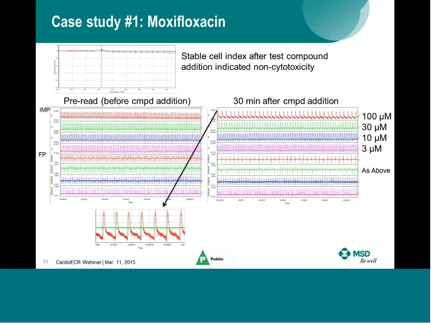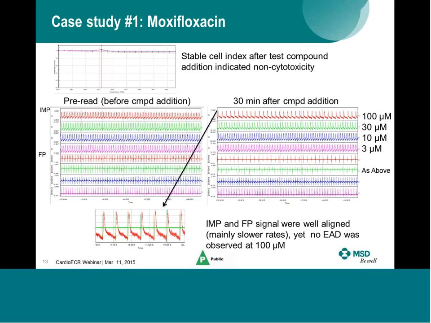I zoom this further and align these two signals together. The field potential signal and the impedance signal can be well aligned. And here you can see, in the presence of mechanistic fluxing, the impedance and field potential signal was mainly slowed down, but we did not see any EAD up to 100 micromole in the presence of mechanistic fluxing.